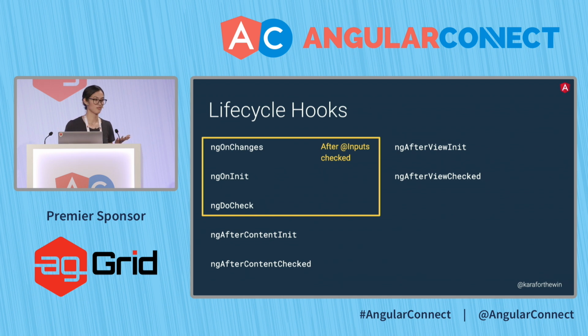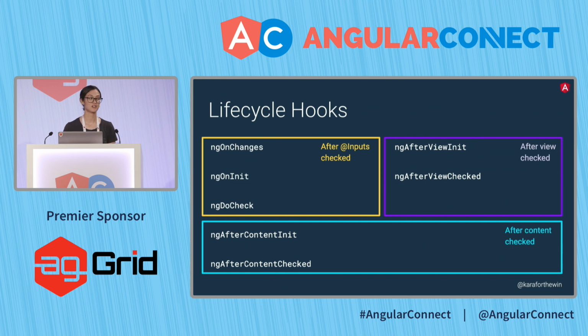You are probably familiar with lifecycle hooks, but I'll do a quick review. The first three, ngOnChanges, ngOnInit, and ngDoCheck, are all hooks that have to run after the inputs are set for a particular directive. AfterViewInit and AfterViewChecked always happen after the view is checked. And AfterContentInit and AfterContentChecked happen after content children are checked. But what you may not know is that they actually execute slightly differently.